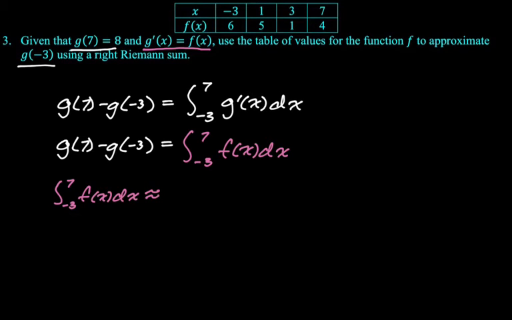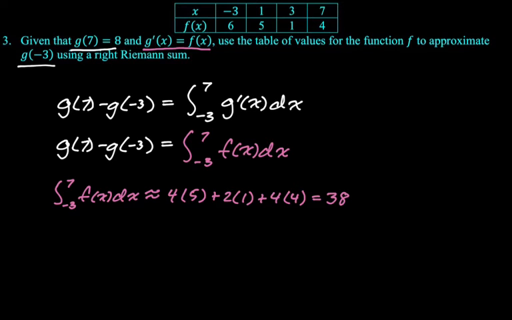So approximately, all right, from negative 3 to 1 is 4. And then it's a right sum, so we use 5 as the height. From 1 to 3 is 2, right Riemann sum, so we use 1 as the height. And then from 3 to 7 is 4, and it's a right Riemann sum, so we use 4. That's 20 plus 16 plus 2, which I think is 38.